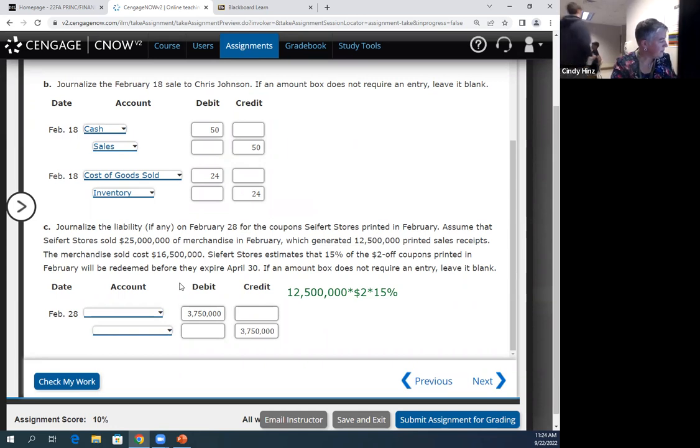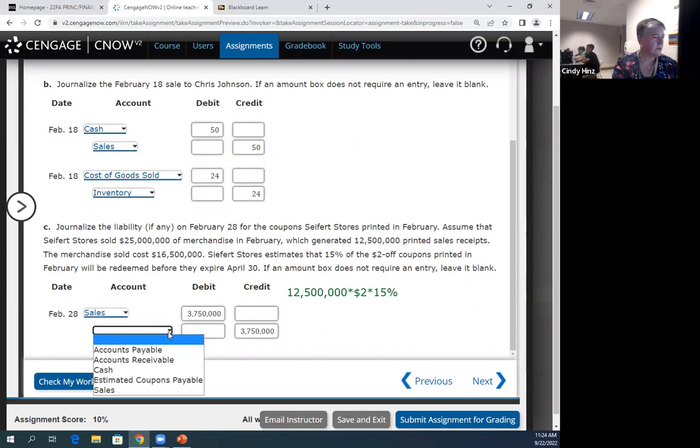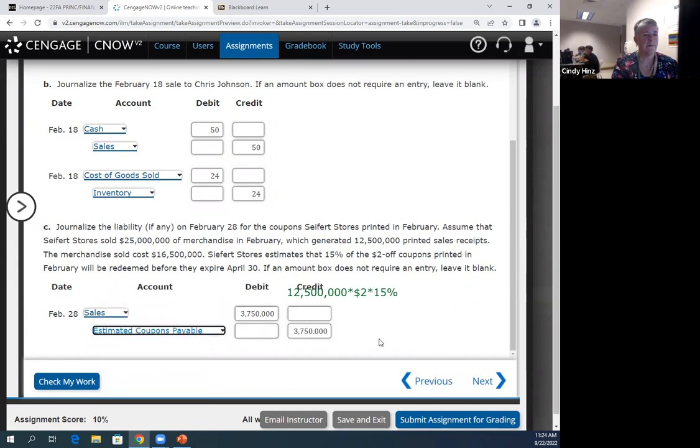So $3,750,000. And we are going to report that as a reduction in our sales. So we're reducing the sales revenue. Can't move that green part out of the way. And increasing our liability, that we're going to have to accept and redeem those coupons. So those are related to the February sales.